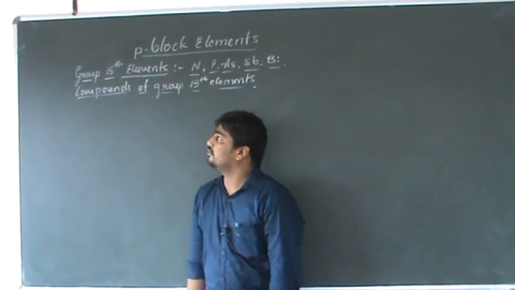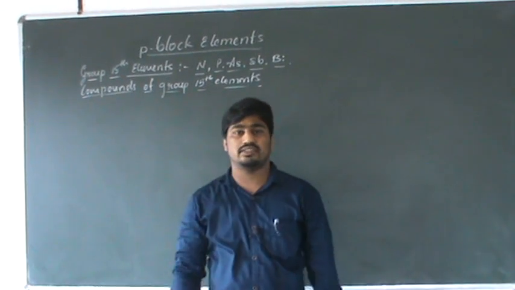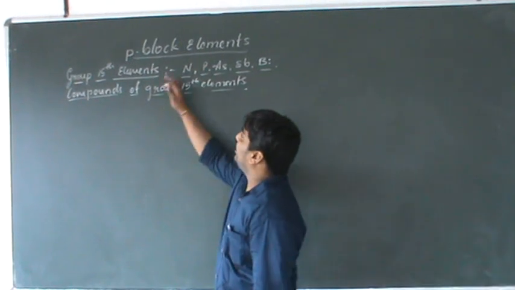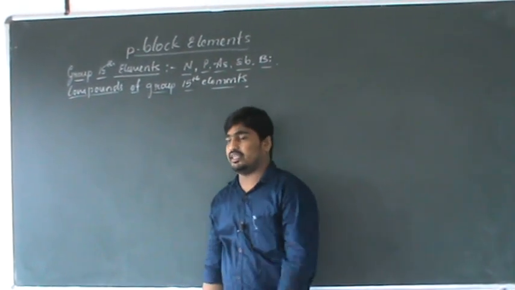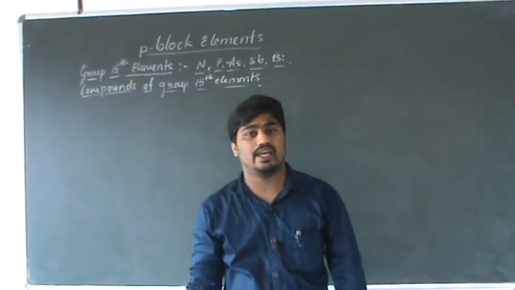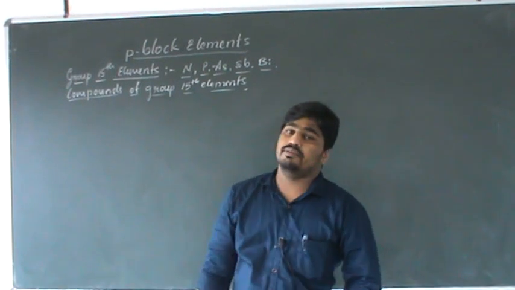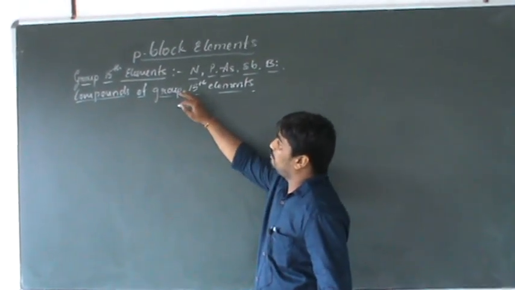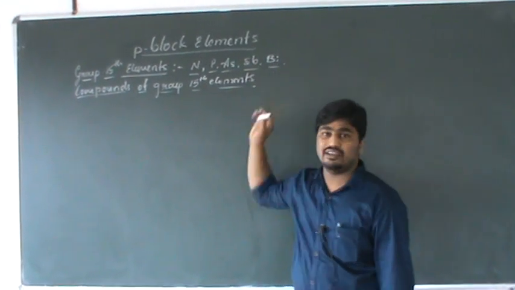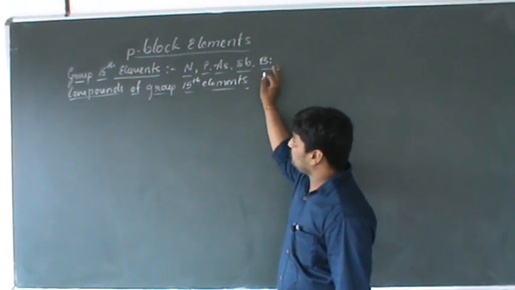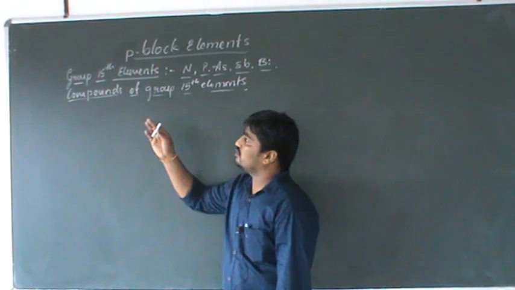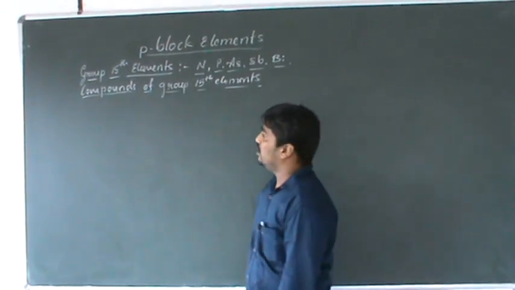In the previous session, we discussed the group 15 elements under the P block elements. The P block elements in the second year syllabus include group 15, 16, 17, and 18 elements. The group 15 elements are nitrogen, phosphorus, arsenic, antimony, and bismuth. These are the elements present in group 15, and they are known as group 15 elements.